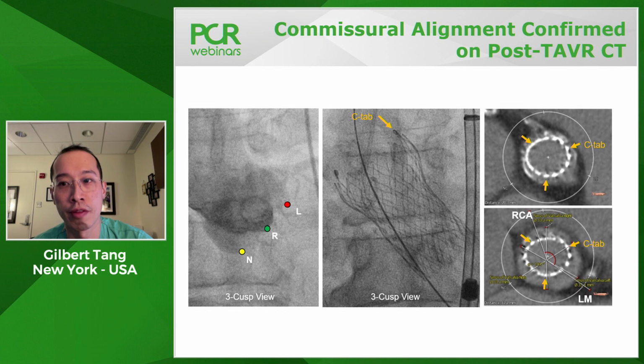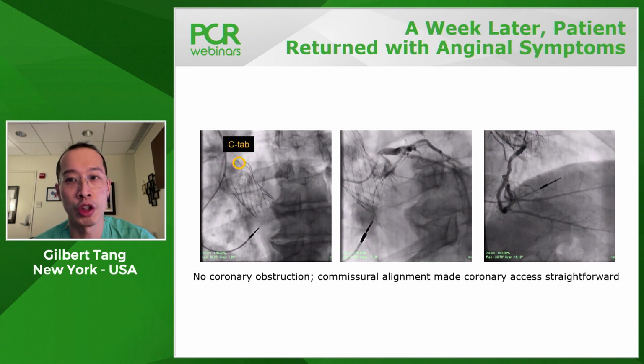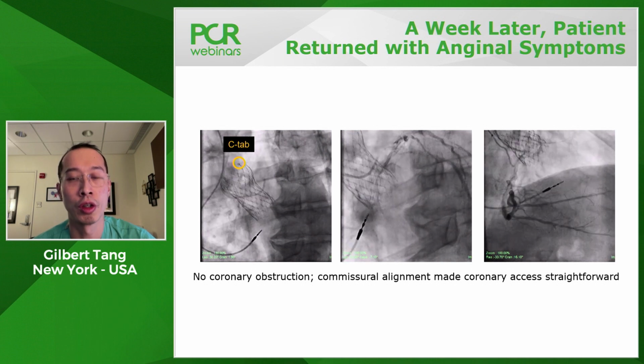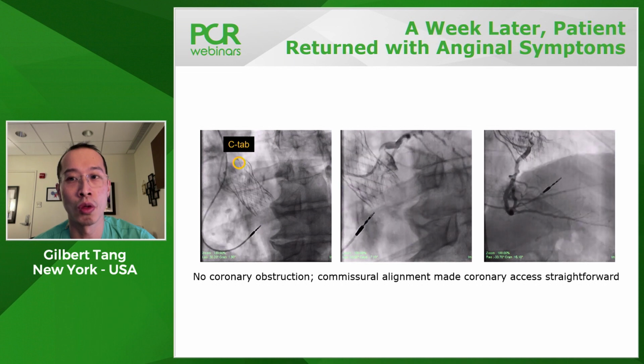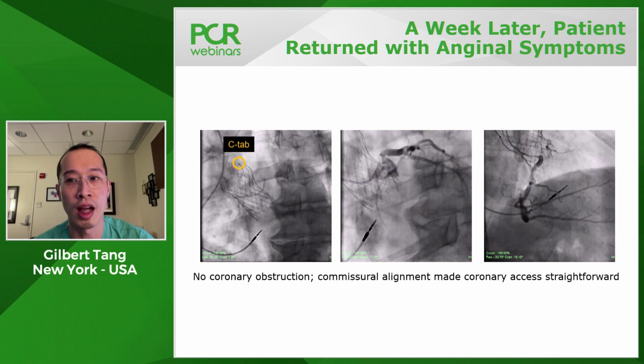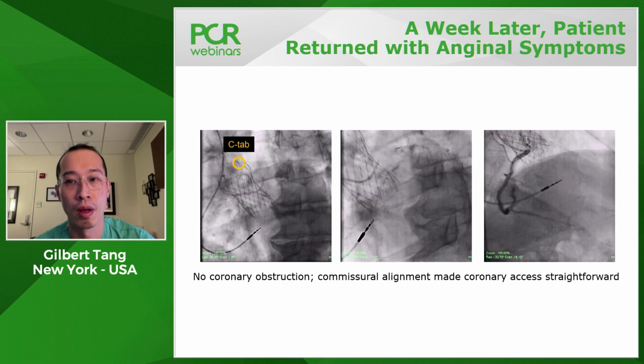And when we released the valve, this is done taking a coplanar projection. The C-tab is at the inner curve. This patient had a post-CT study as part of the CT sub-study. And you can see that the commissures are well aligned using the post-CT to confirm. In fact, this patient required coronary angiography shortly after the procedure because of angina. You can see there were no coronary issues, and it was very easy to access both the left and right selectively.